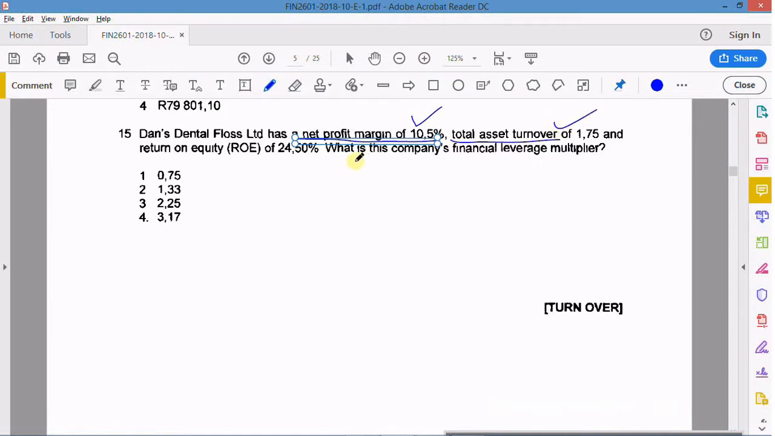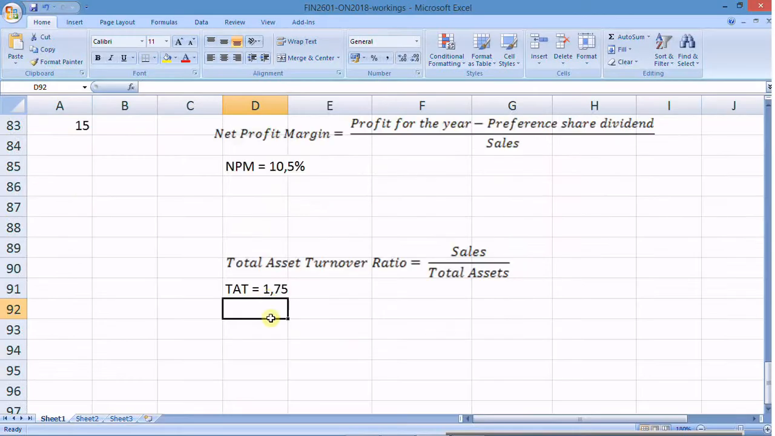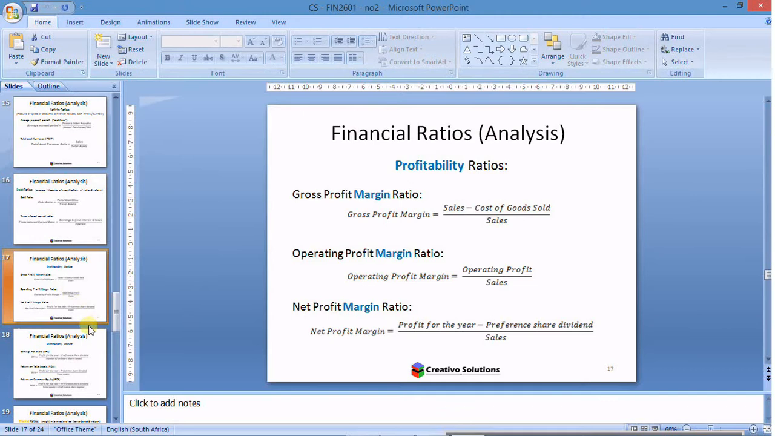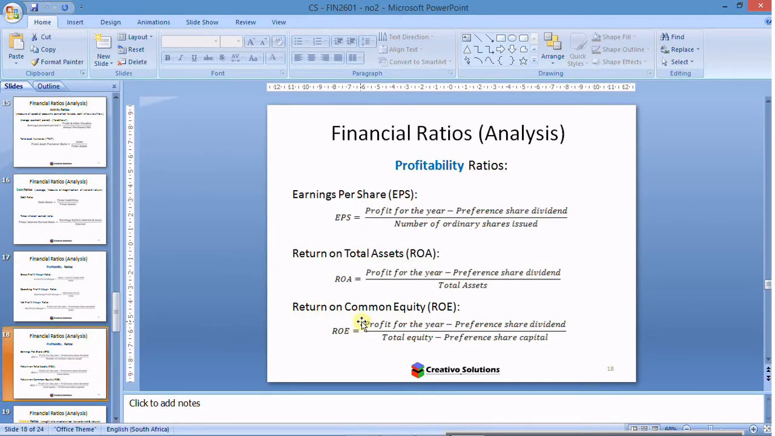Okay. The return on equity, ROE. There are two equations for ROE. The one is DuPont. DuPont has net profit margin and total asset turnover. The other one has just profit over the equity. Am I going to use this one?